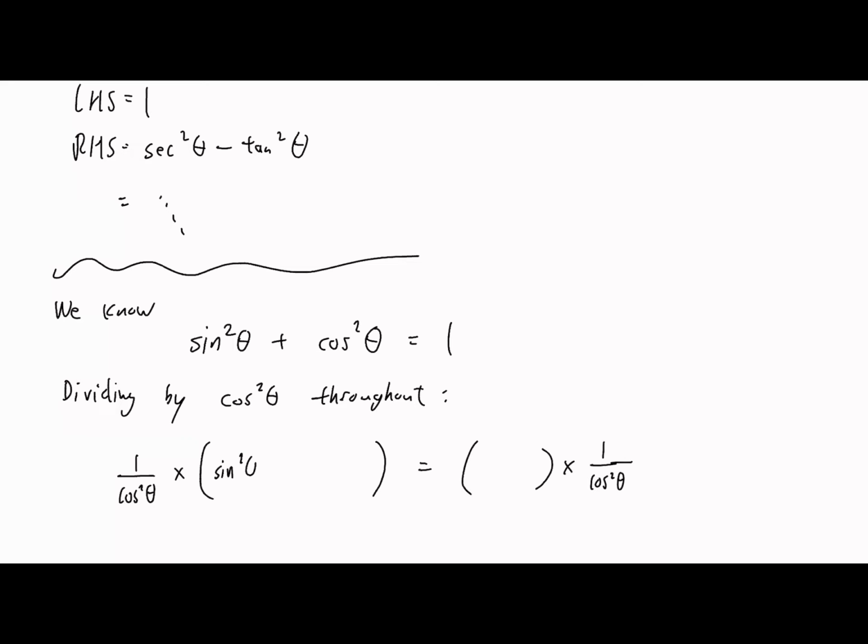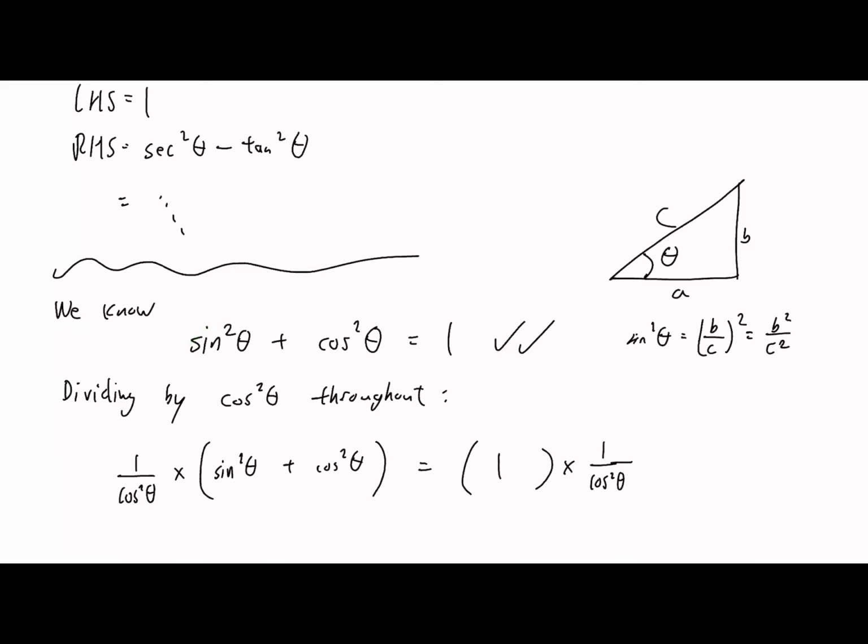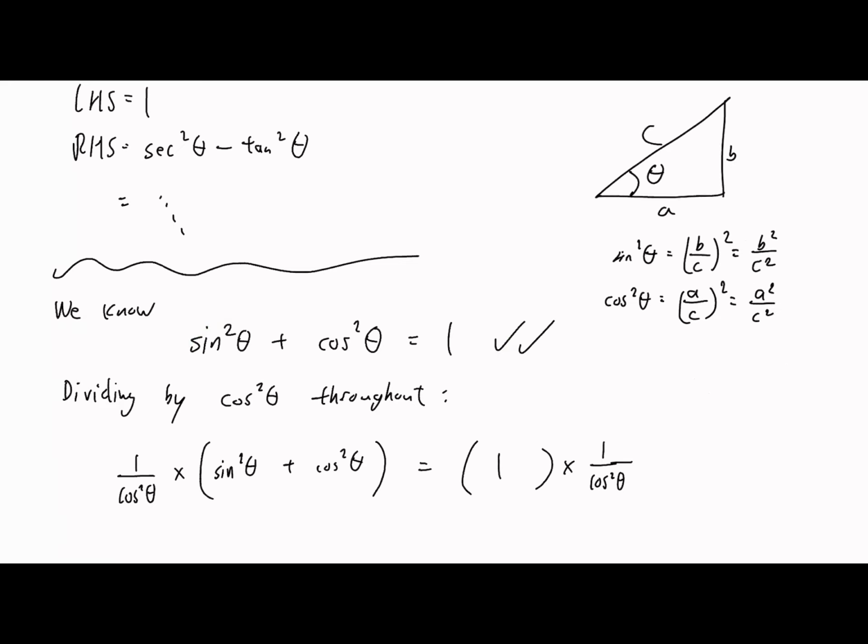Sine square theta plus cosine square theta equals 1. You agree with this one, right? You can also, if you really want to, show it. Let's call this triangle ABC. Sine square theta will be opposite over hypotenuse squared, so b square over c square. Cosine square theta equals adjacent over hypotenuse squared, so a square over c square. And finally, sine square plus cos square, you just add them together.